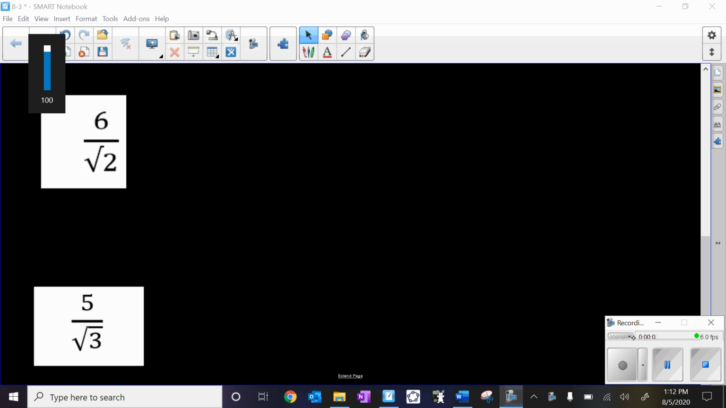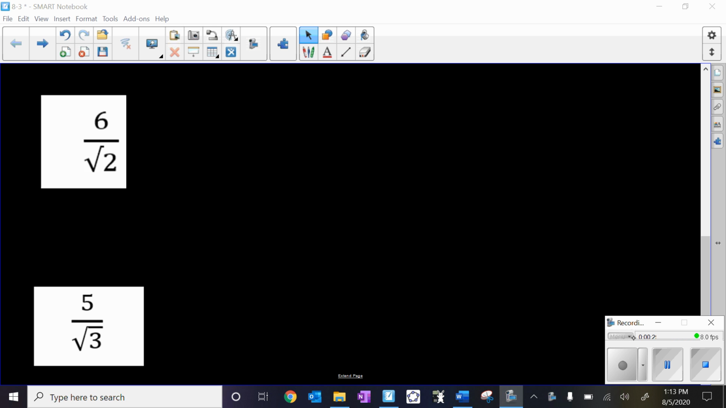Before we move into section 3, we need to understand an important concept called rationalizing the denominator. Basically what that means is I do not want square roots left in the denominator. Okay, so take these two examples. I've got 6 divided by square root of 2 and 5 divided by square root of 3. I want to get the square root of 2 out of the denominator.